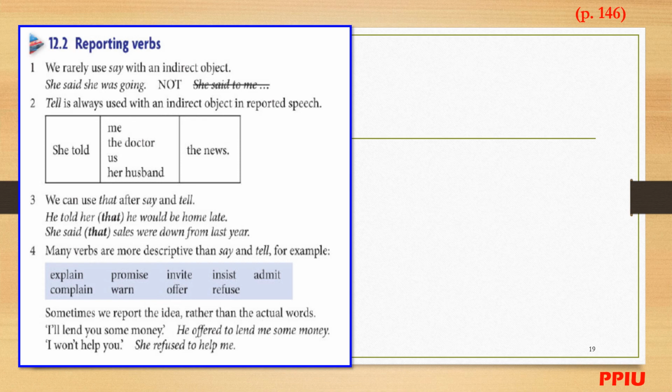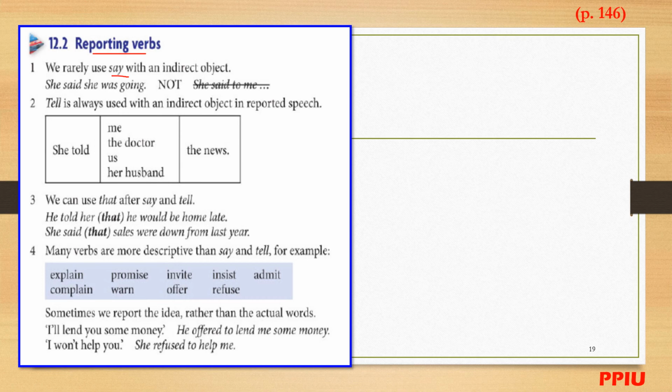Okay, so about reporting verbs, or we can also call them introductory verbs. We rarely use say with an indirect object. Like, she said she's going, not she said to me, all right? She said she is going.